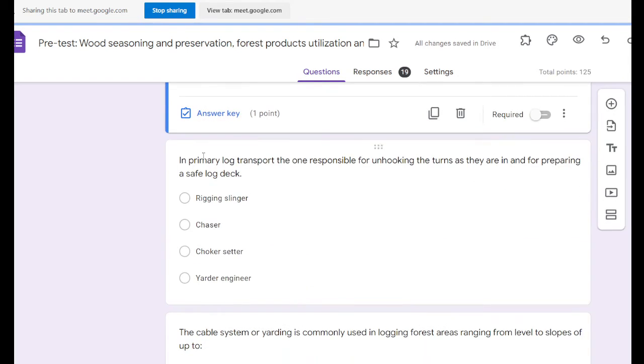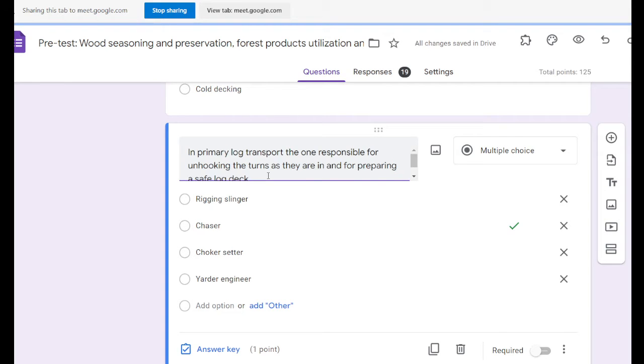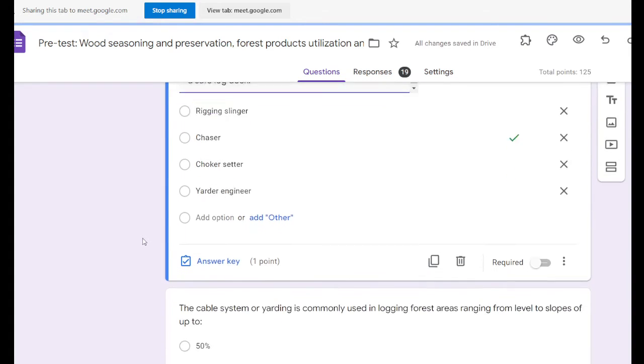terminologies. Next, another. In primary log transport, the one responsible for unhooking the turns as they come in and for preparing a safe log deck. The correct answer for this one is chaser. Okay? A log transport worker responsible for unhooking the turns as they come in and for preparing a safe log deck. So the correct answer is chaser.